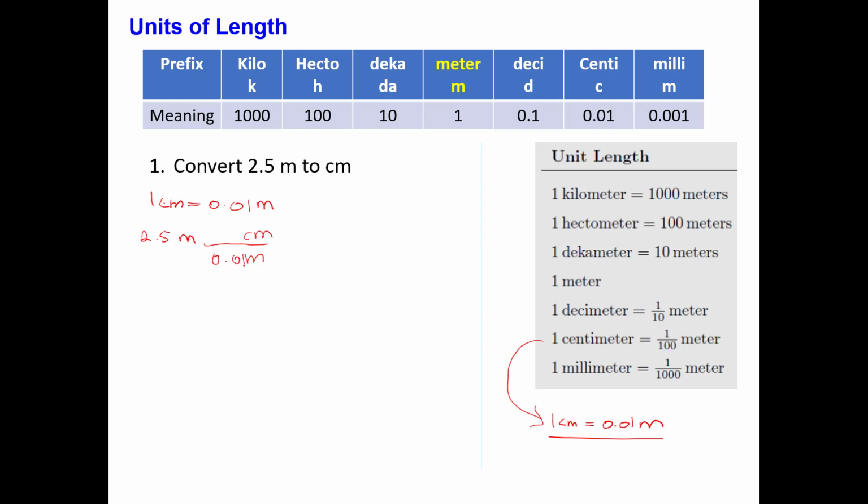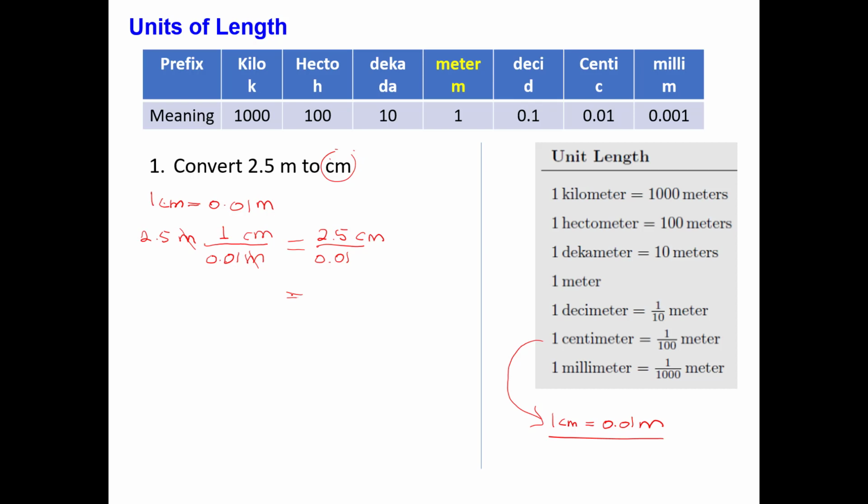Then here we have 0.01, and on top we had 1. And meters cancel out, and then finally we had 2.5 divided by 0.01, and the unit centimeters. What is the unit we want? Yes, this is the unit we want in the answer.